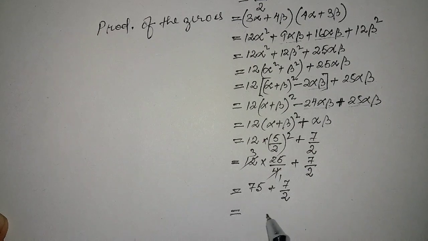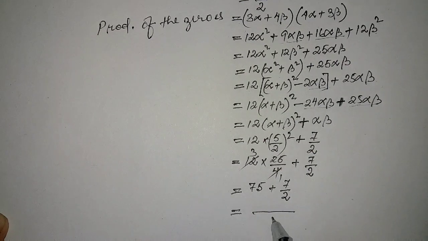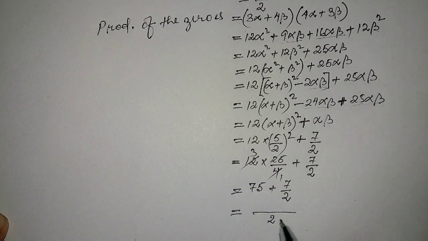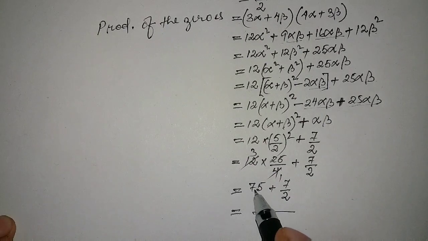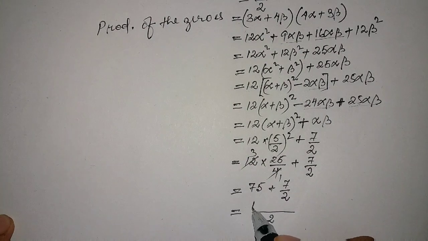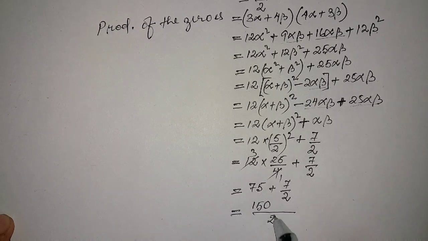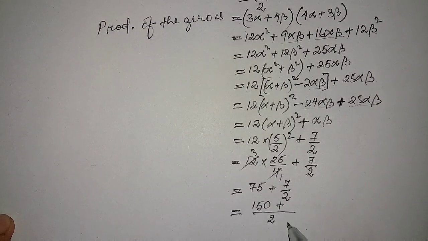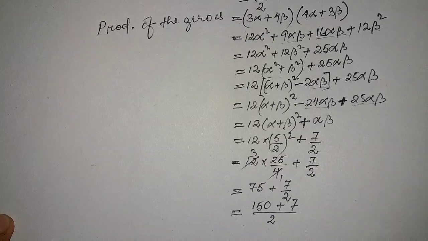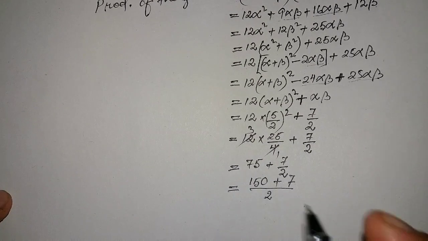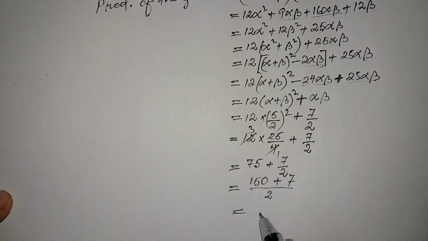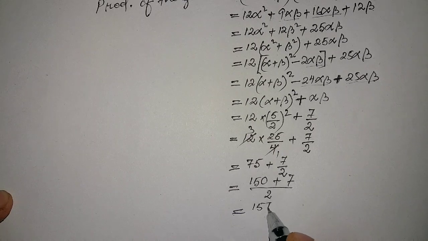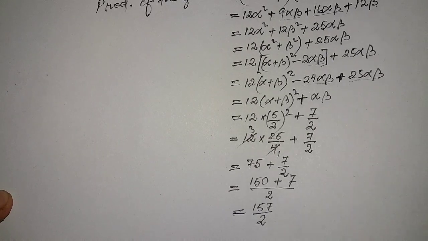Now we will take LCM. So LCM is 2. 2 into 75 is 150, plus we get here 7. So we have now 157 by 2. So this is the product of the zeros for the new quadratic polynomial.